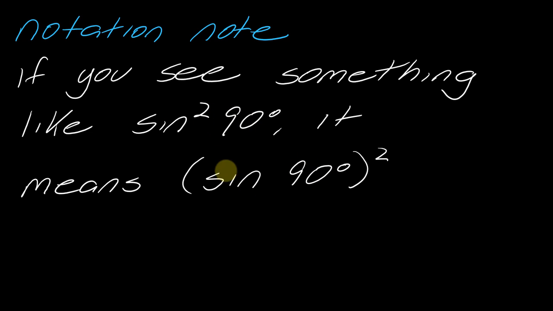When you see sine squared, that means that whatever you're taking the sine of, say 90 degrees, you're literally just squaring that. So you're doing that twice and multiplying it together. Just a notation note, getting you used to that now.